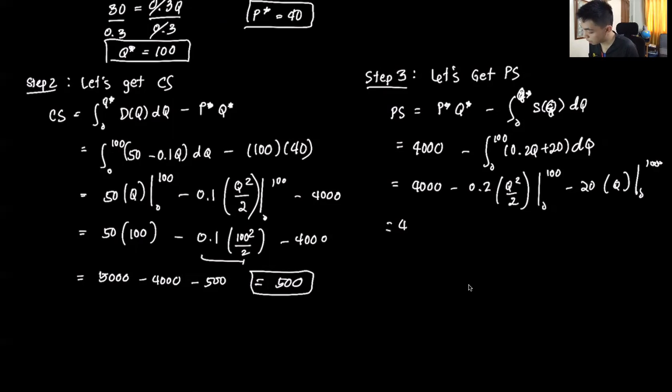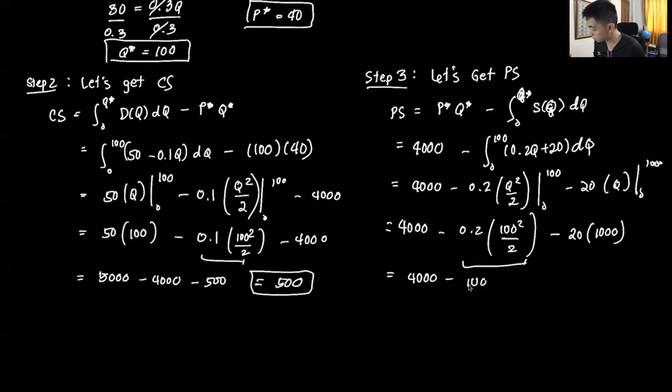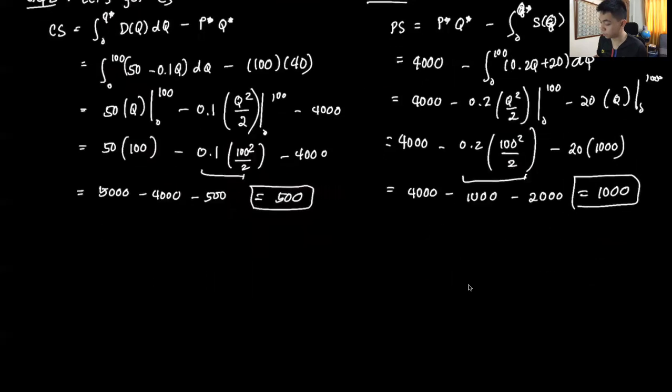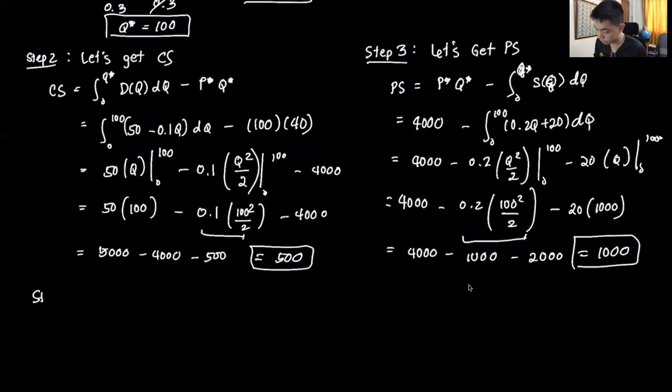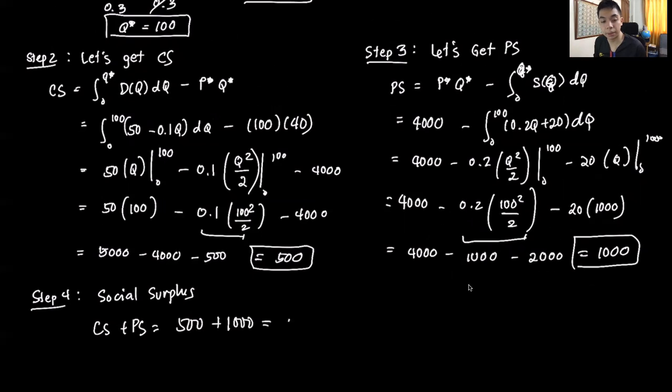This one will be equal to 4,000 minus 0.2 times 100 squared all over 2. Then the 0 again cancels out, minus 20 times 100. You're going to be left with 4,000 minus, this one will be equal to 1,000 minus 2,000. Therefore, you're going to be left with 1,000. And that's going to be your producer surplus. The last step, step 4, is social surplus. That's just CS plus PS, which is 500 plus 1,000, equal to 1,500. And that is your social surplus.